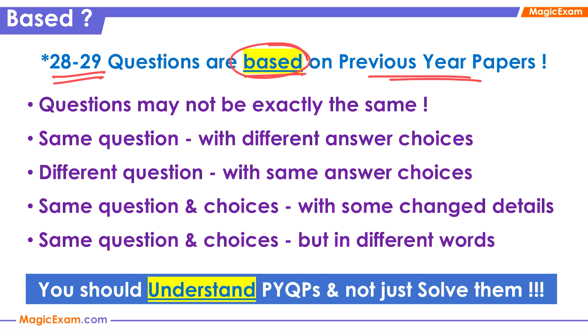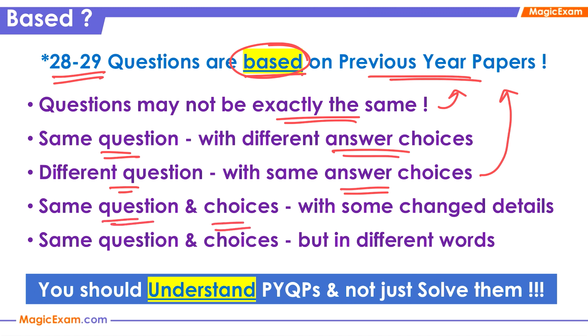Well, it means that the questions may not exactly be the same as what you have seen in the previous question papers. That is, you might find same questions, but the answer choices might be different. Or you might find different questions, but the answer choices might be already what you have seen in the previous question papers. Or you might find the same question and the same choices, but some of the details might be changed, especially in calculation type questions. And in some cases, you might find that they are actually the same question and the same answer choices, but it is written in different words.